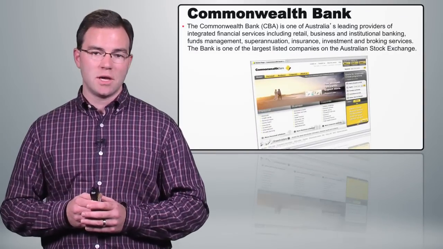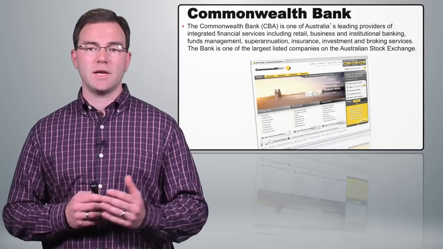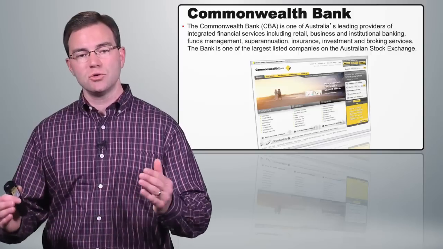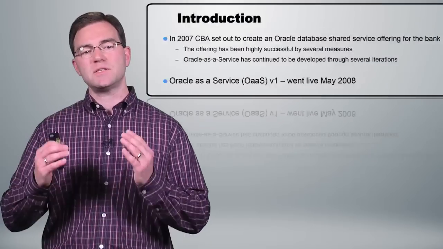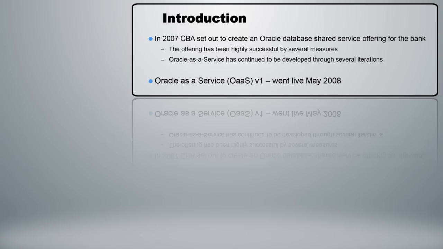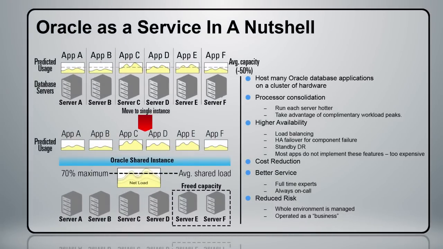One of our customers has actually spearheaded this approach, and this customer is Commonwealth Bank of Australia. The Commonwealth Bank of Australia is Australia's leading provider of integrated financial solutions. And what they have done is they have started looking into consolidation as part of a project that they called Oracle as a Service back in 2007. The first version of Oracle as a Service went live in May 2008. And in a nutshell, what they have done is exactly what consolidation describes. They host many Oracle database applications on a cluster of hardware.